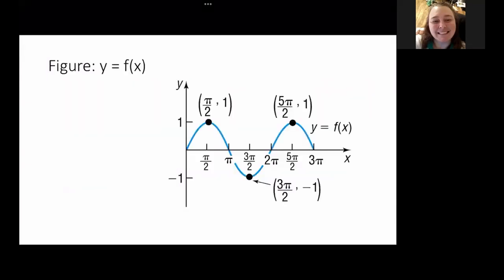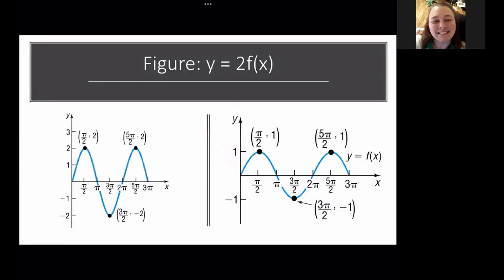Here, we're just going to have a generic function of Y equals F of X. It makes a curve here. So the first thing we want to do, I'm going to do two different things. I'm going to do Y equals 2F of X, and then I'm going to do Y equals F of 3X. One is going to do a vertical stretch, and the other one is going to do a horizontal compression. So let's look at the first one.